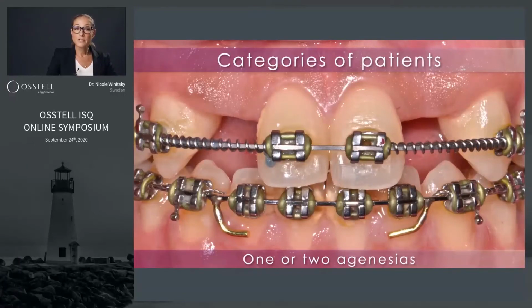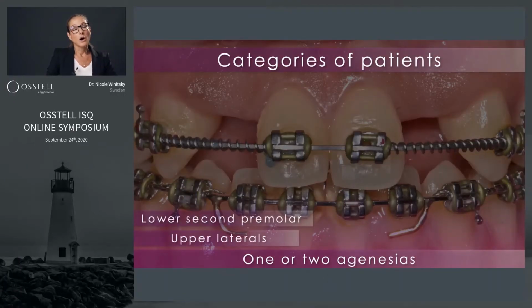The categories of patients that we are treating are the patients with 1 or 2 agenesias. The most common agenesia to have for a patient is the lower second premolar. And the second most common is the upper laterals. And these are the patients that we see quite a lot of and treat on a daily basis in our clinic.